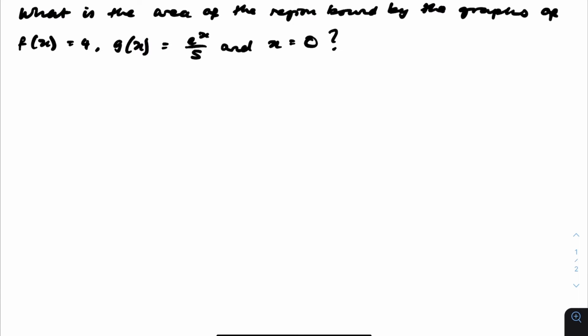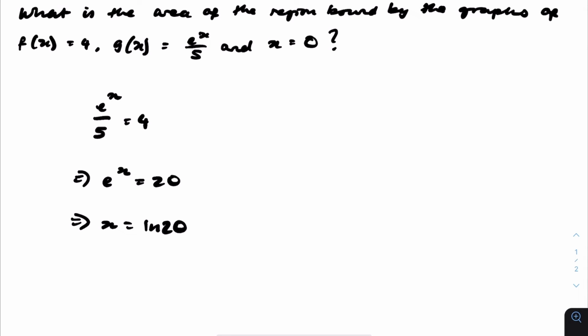However, the other intersection can be found by equating the two other functions. So equating f(x) with g(x) gives us e^(x/5) equal to 4. So e^x is equal to 20. So x is equal to ln 20, which is approximately equal to 3. But we can't use x equals 3 since that's not very specific, so we're going to be using x equals ln 20 instead.